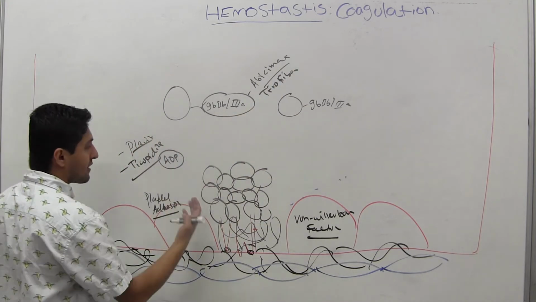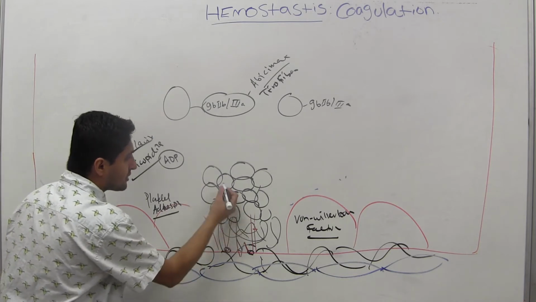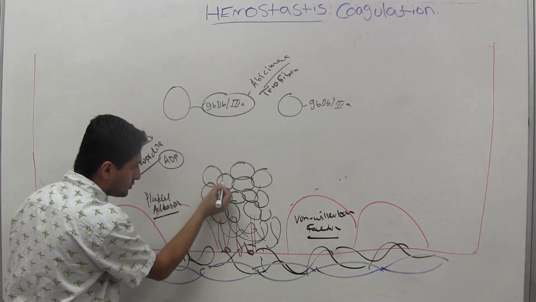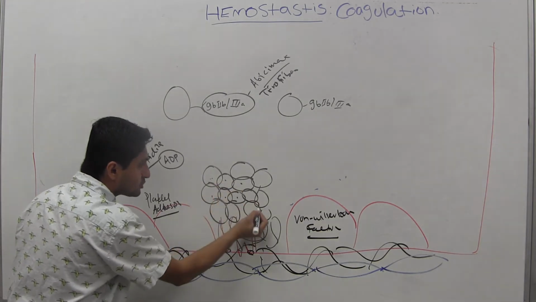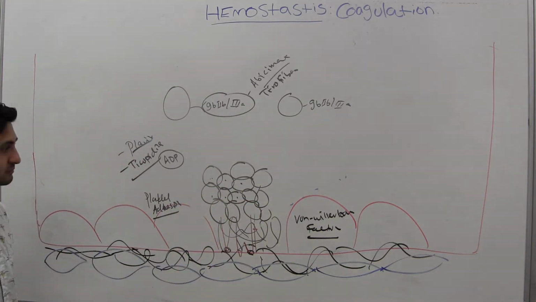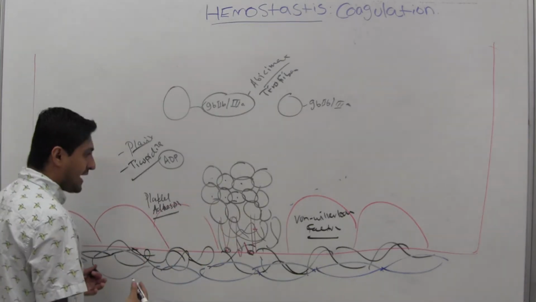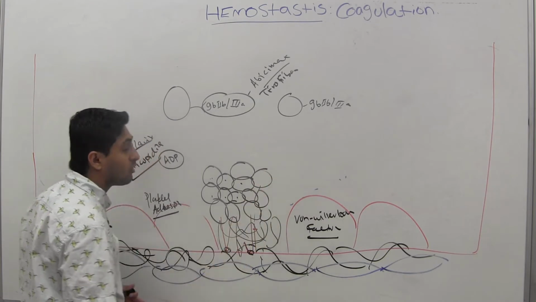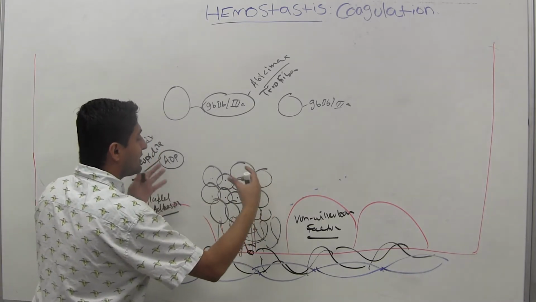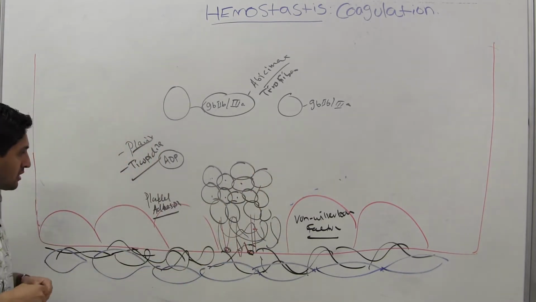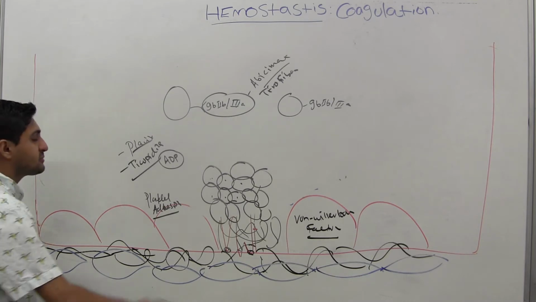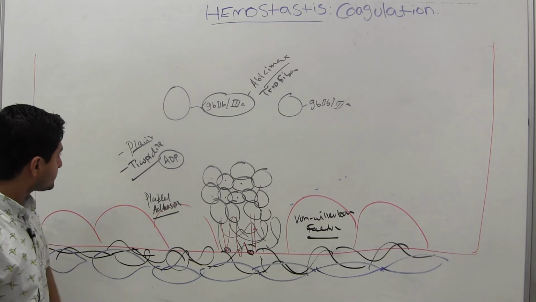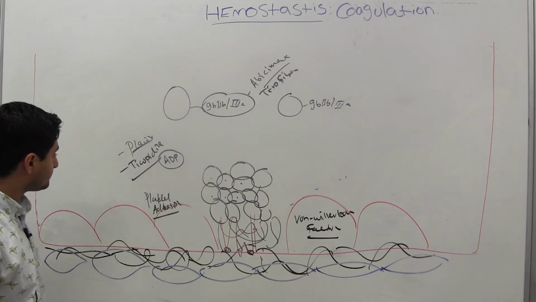When the platelets are coming together and binding with one another, this platelet is bound to this one, this one, and this one. This process is called platelet aggregation. When a lot of platelets come together and form this, it is called the primary plug, or primary hemostatic plug. It's a loose plug right now. So this is what's happening here.